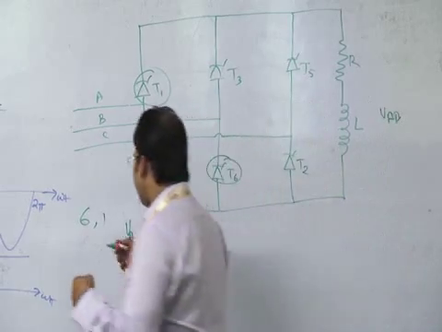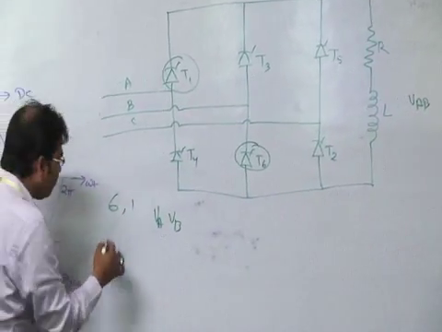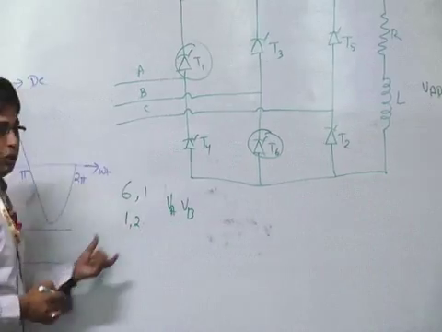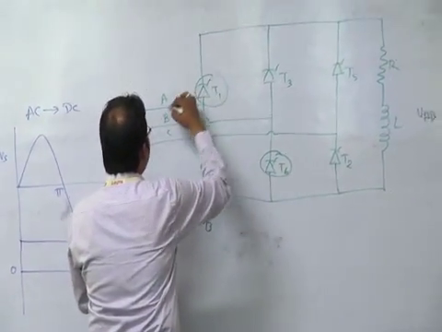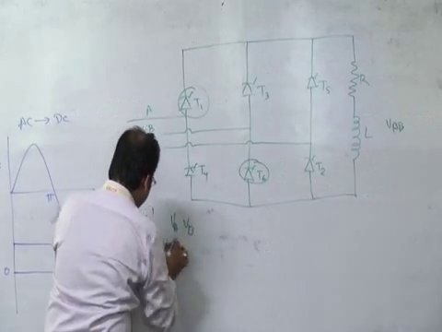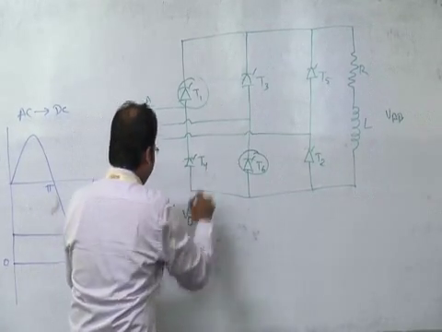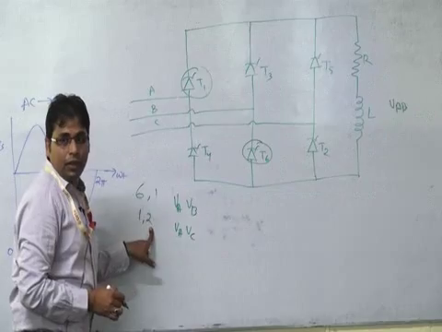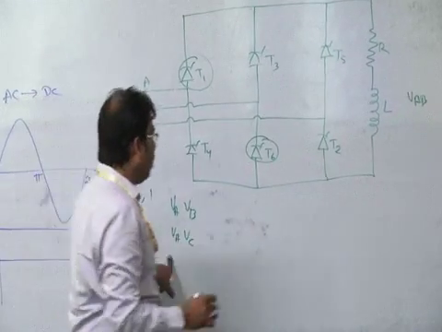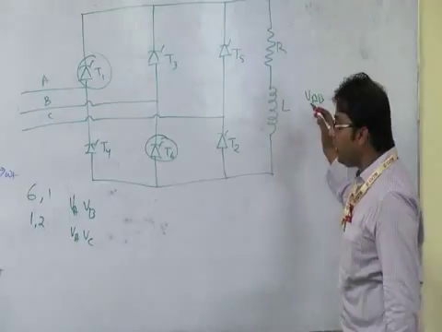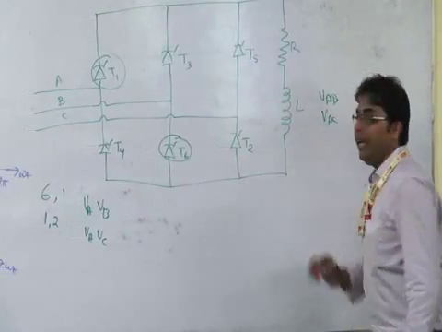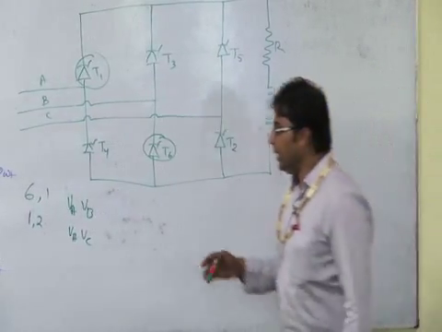Let us now discuss the next sequence. What is the next sequence? 1 and 2. When 1 and 2 conduct, VA is excited, then for 2, VC is excited. Now the output voltage will follow which line voltage? VAC.